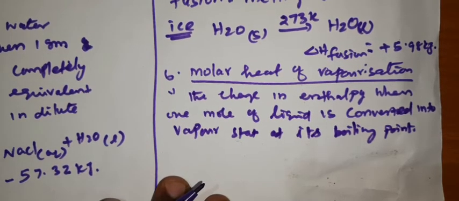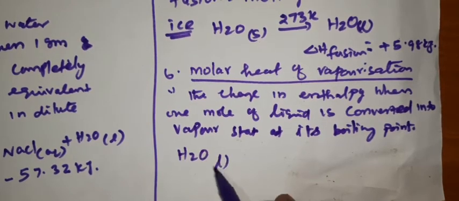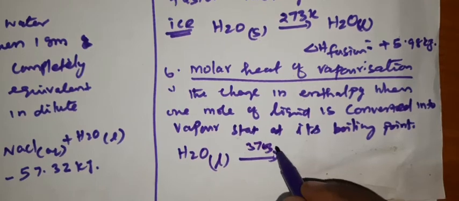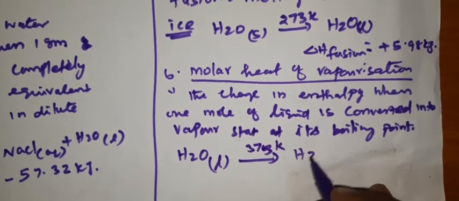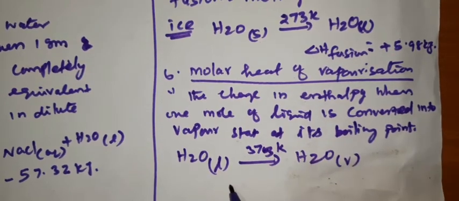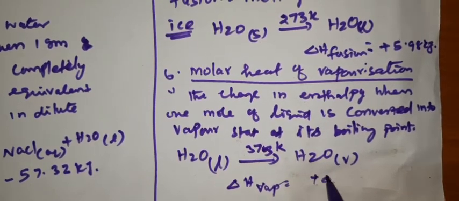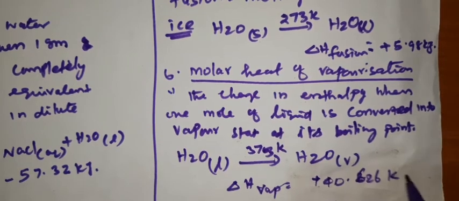Example, vaporization of water can be represented as H2O liquid at 373 Kelvin, because water is boiling at 100 degrees Celsius. So 373 Kelvin gives H2O vapor, and delta H vaporization equals plus 40.26 kilojoule. Okay.